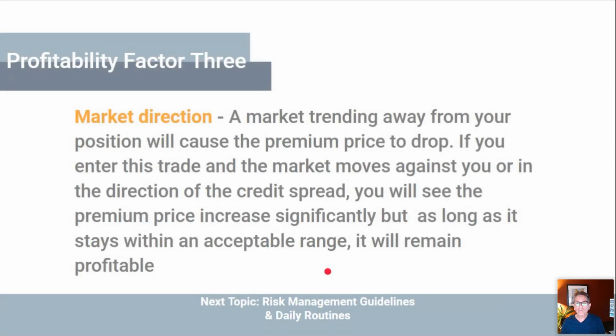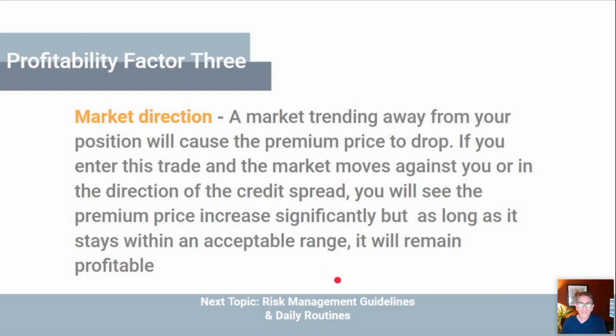And the third profitability factor is market direction. So if you're trading, you can put both sides of a trade on in a vertical. Either you're putting on the put side, or you're putting on the call side. For the put side, you want the market to go up. For the call side, you want the market to go down. So if you're putting on a bull spread or a put spread and the market's going higher, that's working in your favor. If it's going lower, it's not working in your favor, and vice versa for calls.